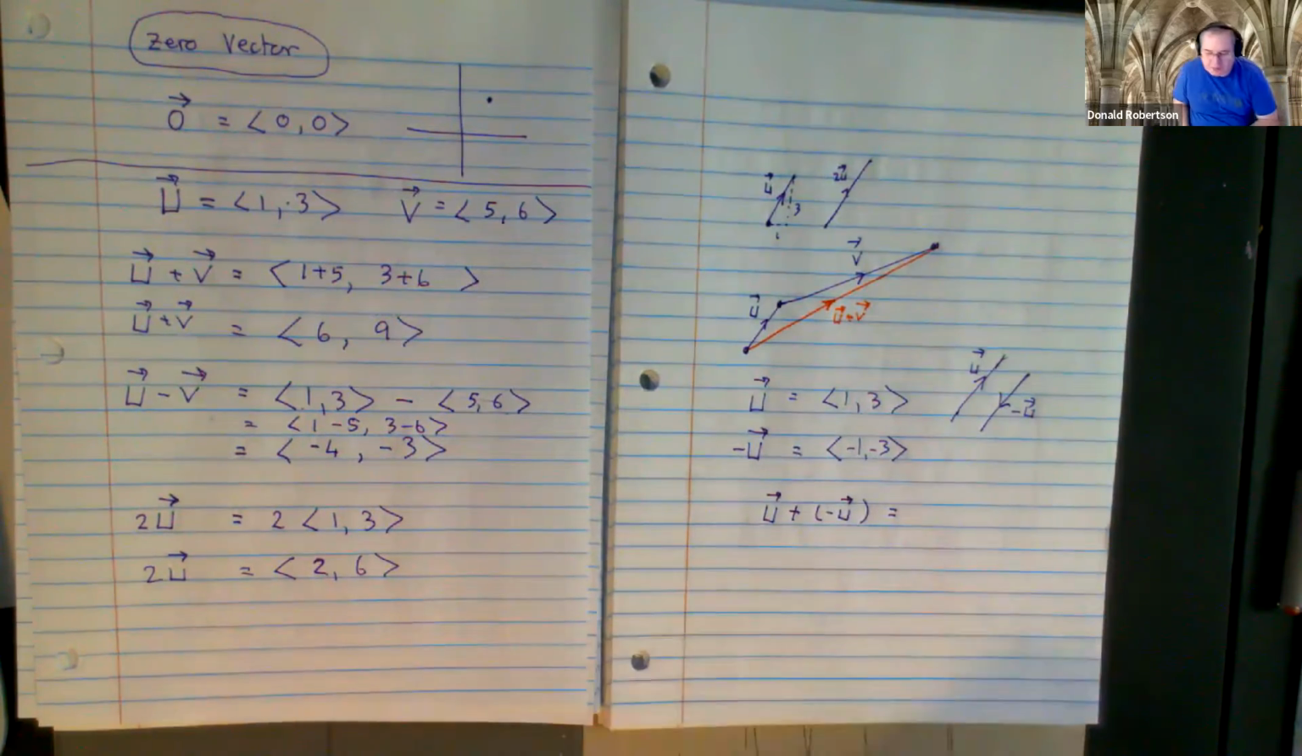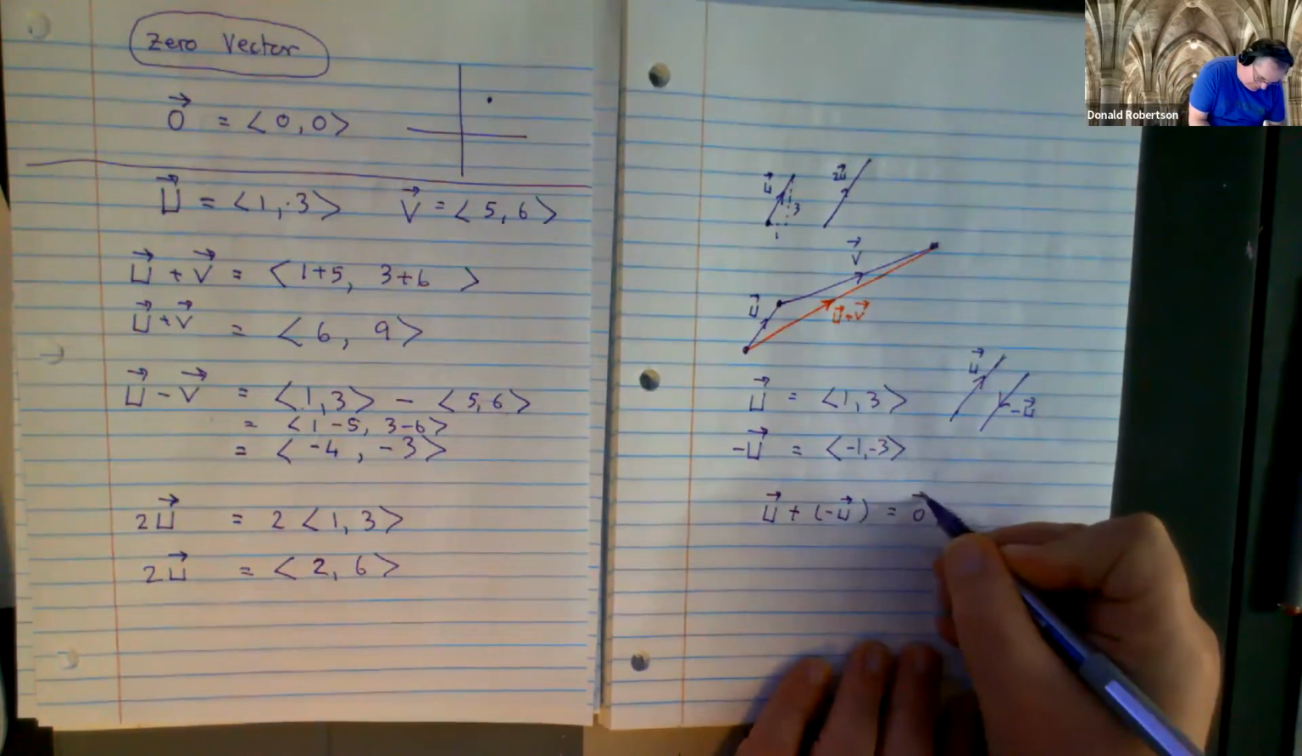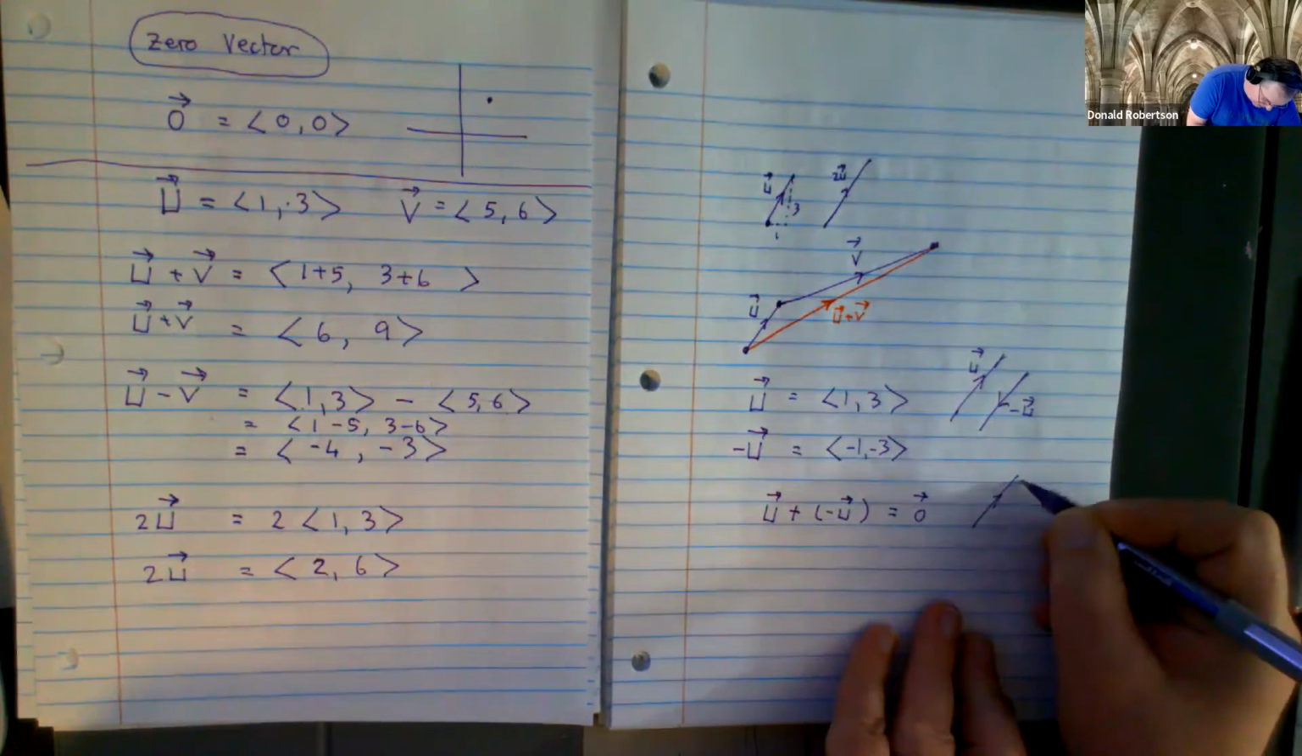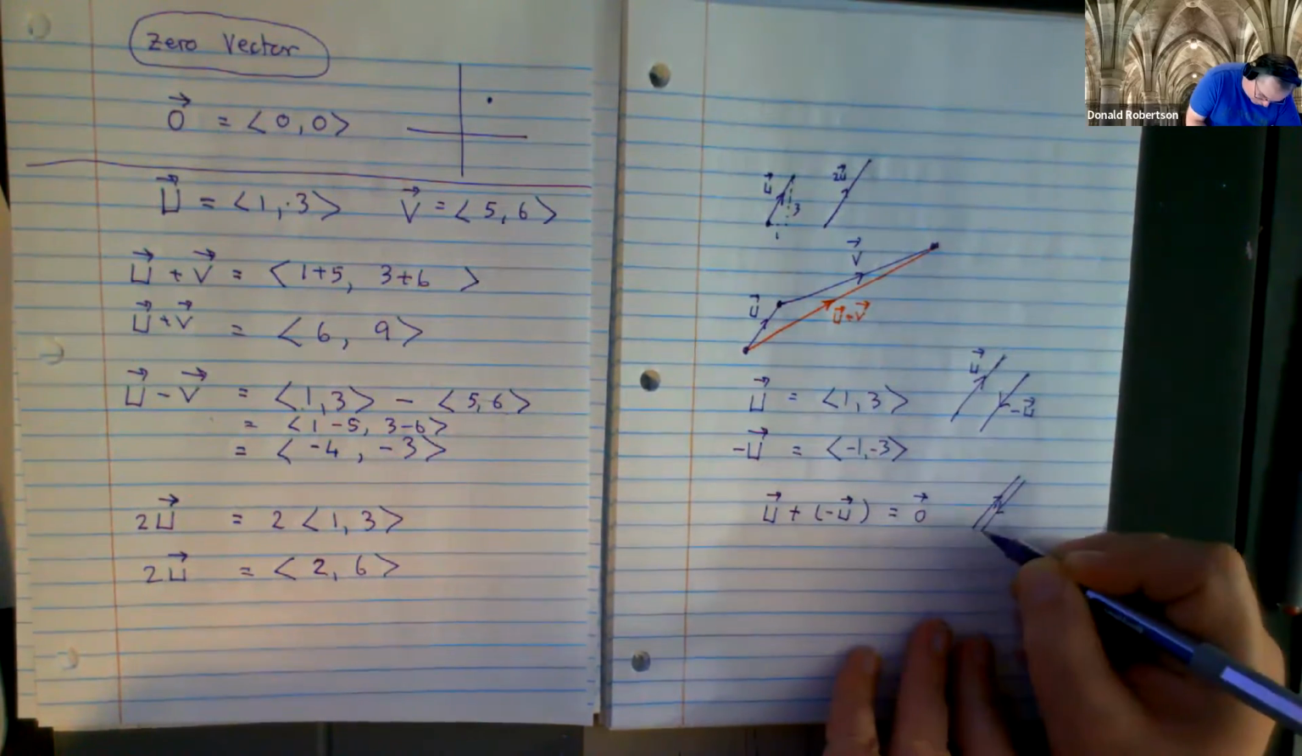Writing it a bit weirdly, but what would you get if you took a vector u and you added its negative u? What would the answer be? Wouldn't it be a 0 vector? It would. That would be the equivalent of going this way and then coming back again. Wouldn't you end up where you started?